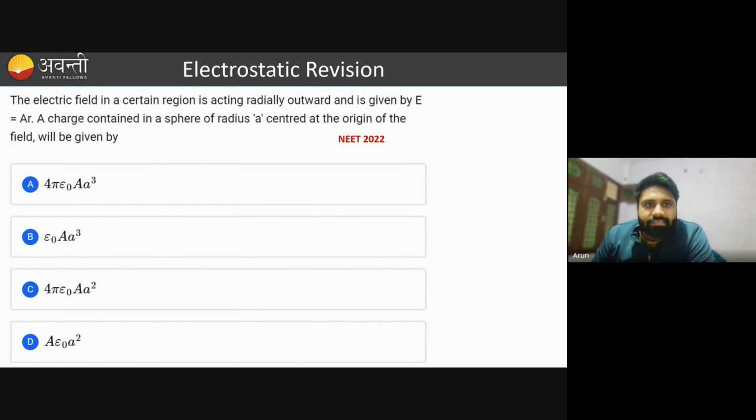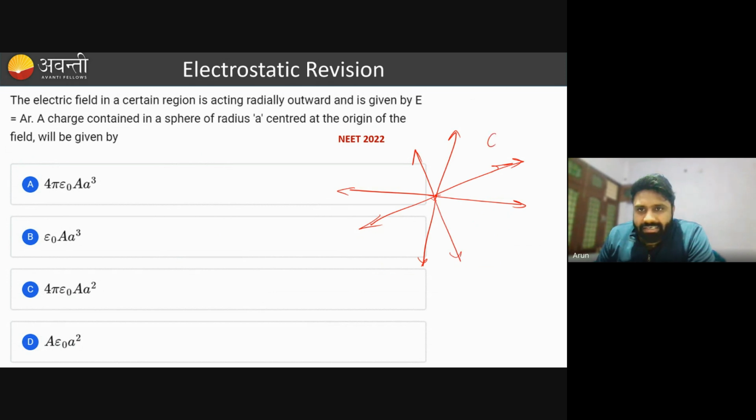The electric field in a certain region is acting radially outward and is given by E = Ar. The charge contained in a sphere of radius a centered at the origin of the field will be given by? We need to calculate the charge. You need to understand the question first of all. So this is the variation of electric field, which is radially outward, which is given to you. And this electric field varies as Ar.